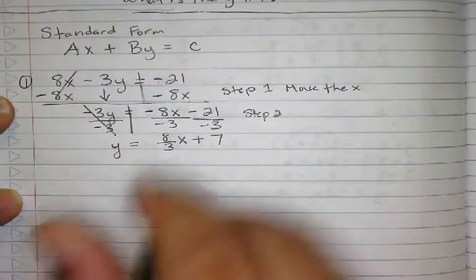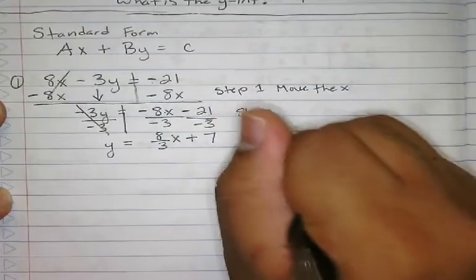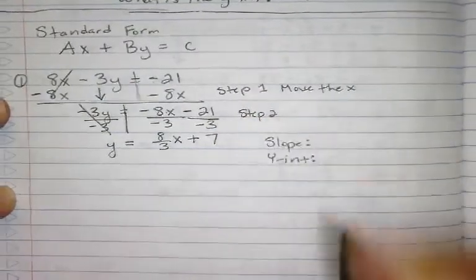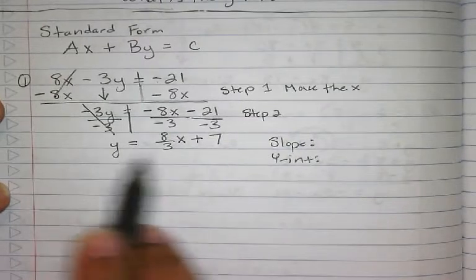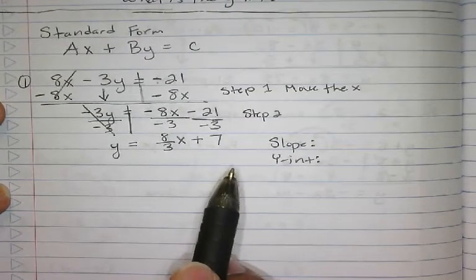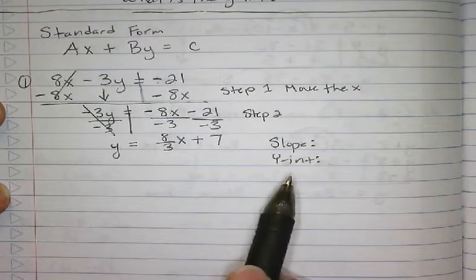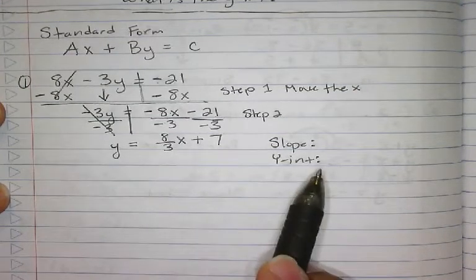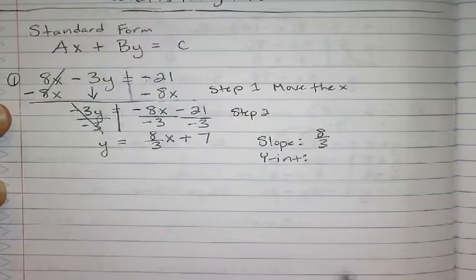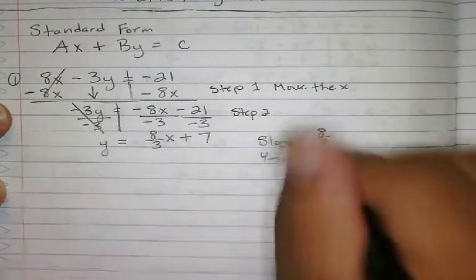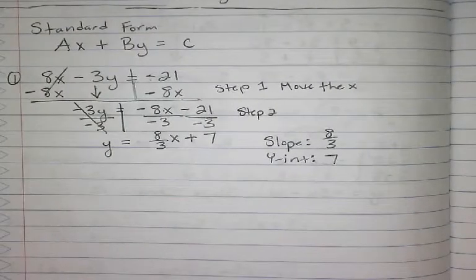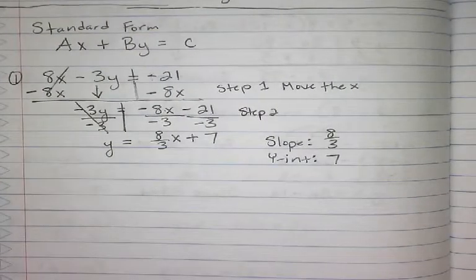Now, if I said, what's my slope? What's my y-intercept? Can y'all tell me from this now, because we have it in slope-intercept form, what my slope is? Jeremiah, what? Okay, Isabella, what is it? My slope is 8 over 3. Okay, Jeremiah, what's my y-intercept? 7. Okay, that's it. That would be your answer.